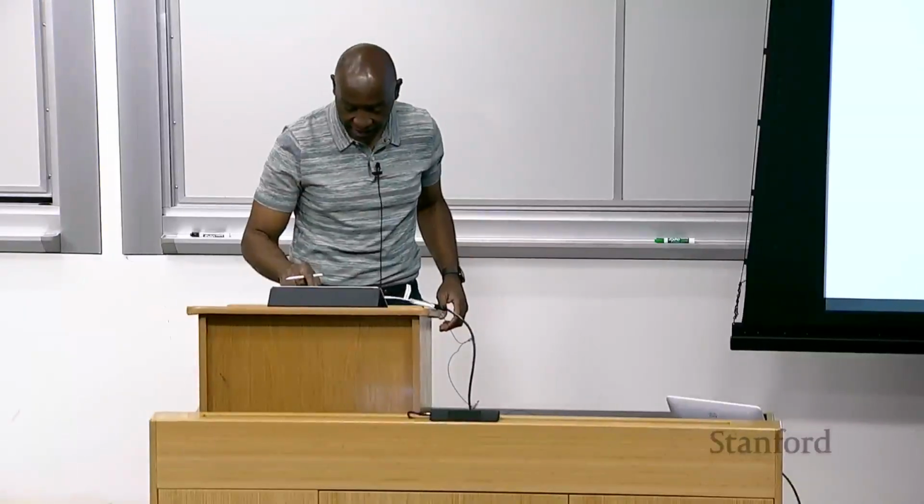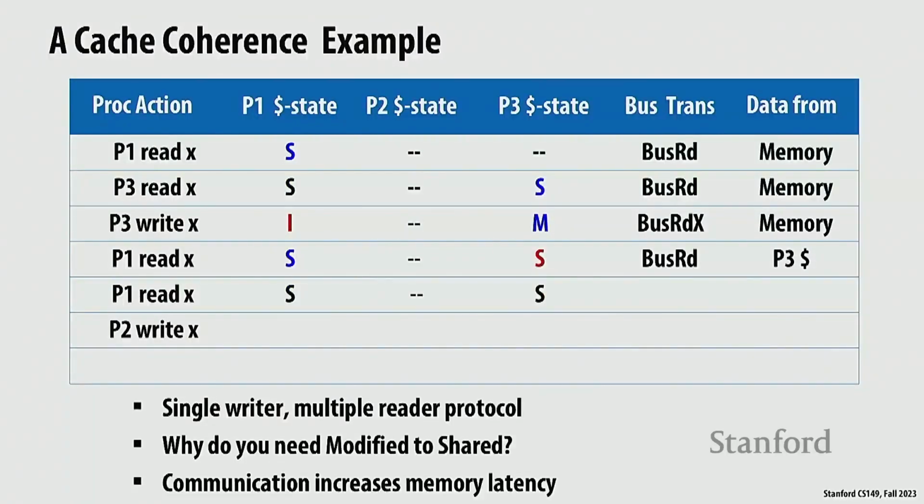Okay, so in this case, nothing happens in terms of the state. We don't have a bus transaction. And where does the data come from? Its own cache, right? It was a hit. Okay, processor does a write of X. What's the bus transaction? What's the state of the cache? Right. And then where's the data coming from? Memory, right?